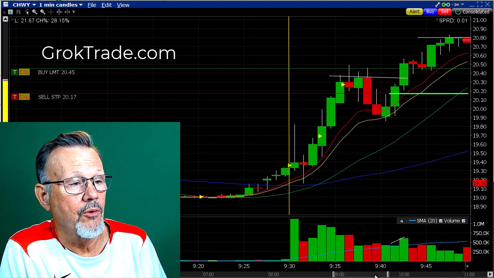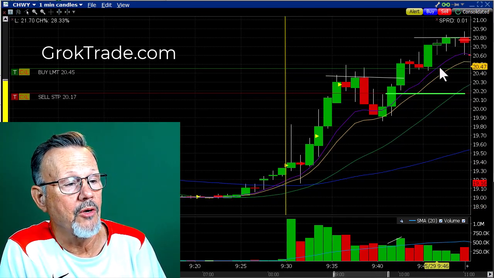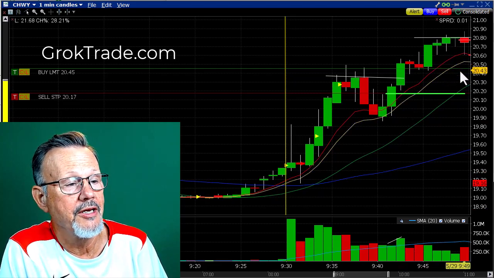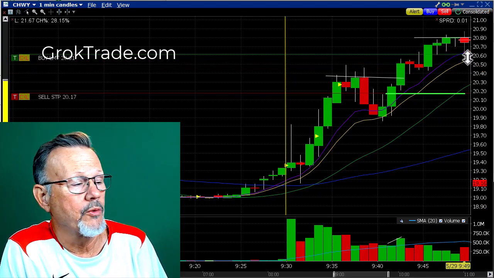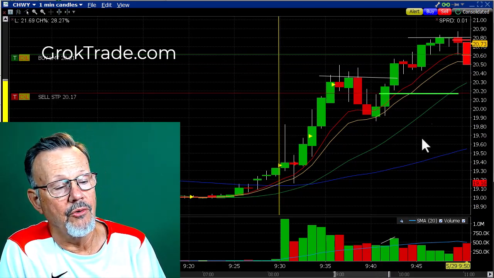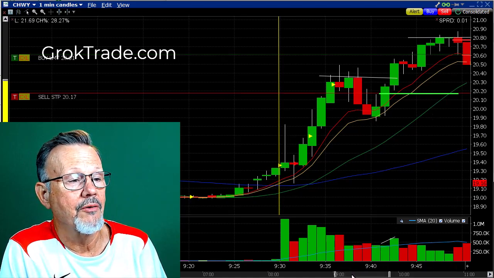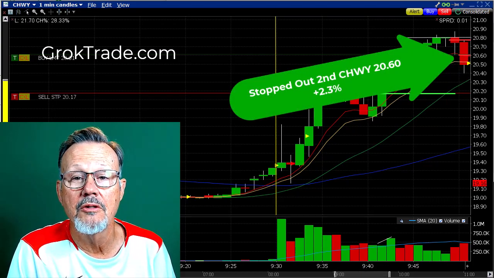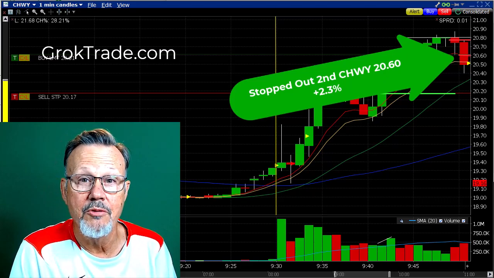It stayed up there a little bit more and it's starting to pull back. So I'm going to pull my stop up just under the 8 EMA at 20.61. Ready, and bam, there it goes. It just dropped down and got me out. At 20.60 was my fill, a 2.3% gain on the second half.